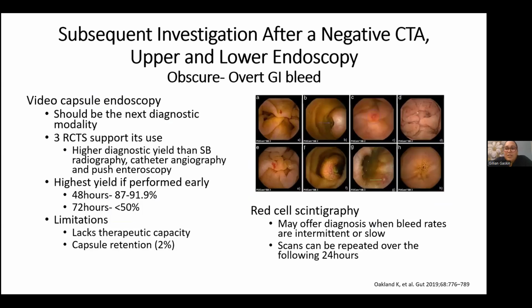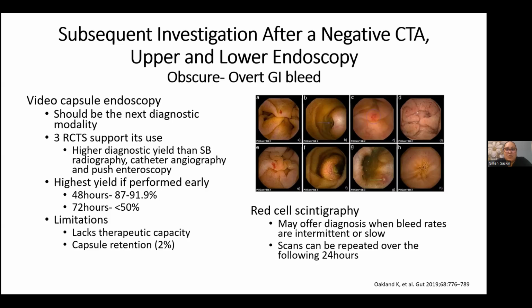So in patients presenting then with obscure overt bleeding where the CTA is negative, they've had good quality upper and lower endoscopy that fails to localize the source of bleeding, one may consider the use of red cell scan. It can offer a diagnosis when the bleed is intermittent, but given the higher likelihood of a small bowel source, video capsule endoscopy should be the next diagnostic modality.